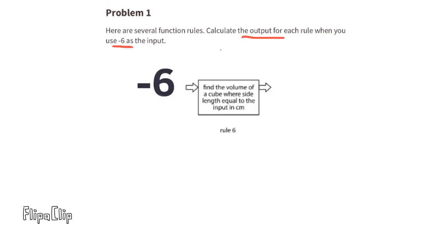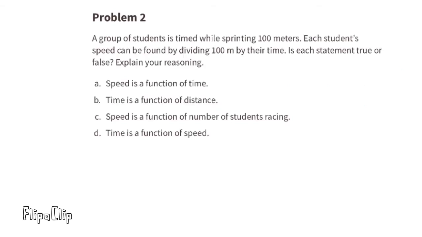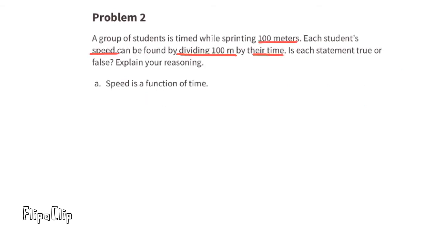The input is -6. The function is find the volume of a cube where the side length is equal to the input in centimeters. That's an error because a side length can't be a negative number. Problem number 2. A group of students is timed while sprinting 100 meters. Each student's speed can be found by dividing 100 meters by their time. Is each statement true or false? Explain your reasoning. A. Speed is a function of time.